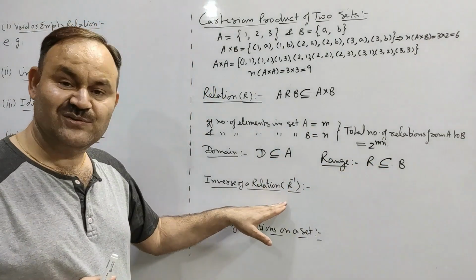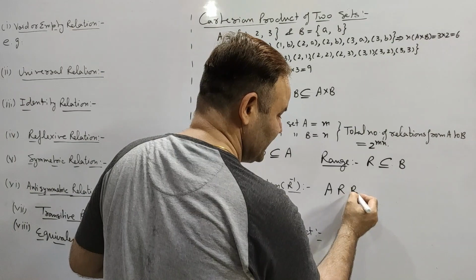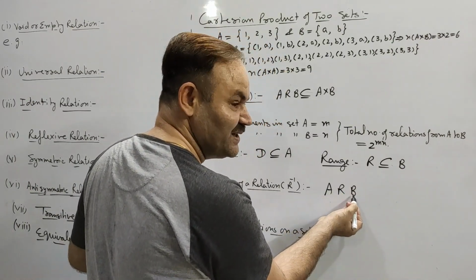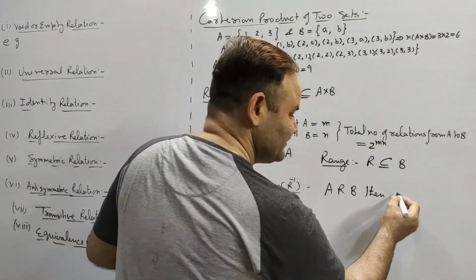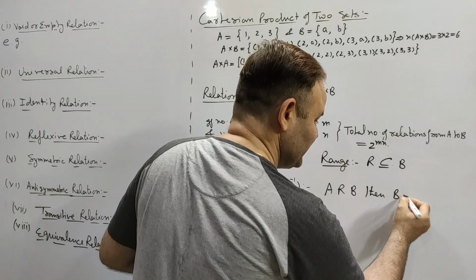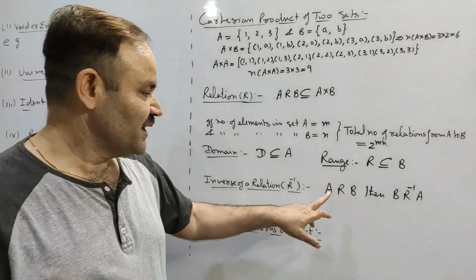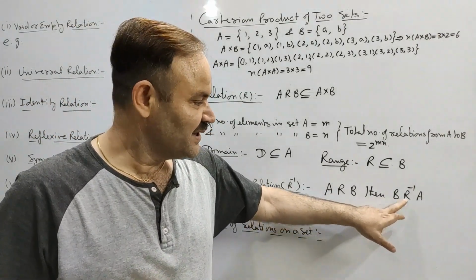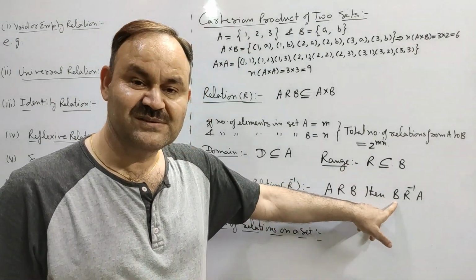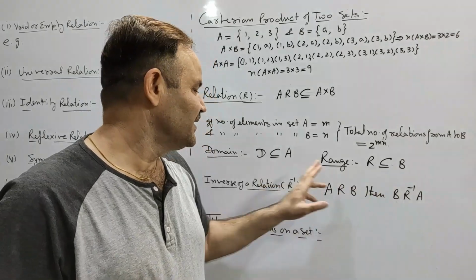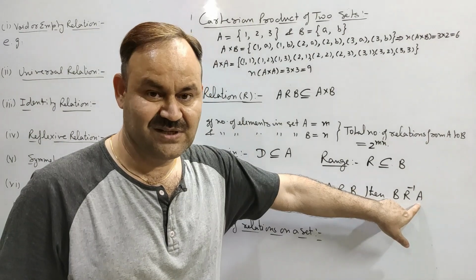Now when we come to the inverse of a relation, then if R is a relation from set A to set B, then the relation from set B to set A will be called inverse relation. It means B will be related to A by inverse relation. So if we come to the domain of inverse relation, then range of relation will be the domain of inverse relation, while the domain of relation will be the range of inverse relation.